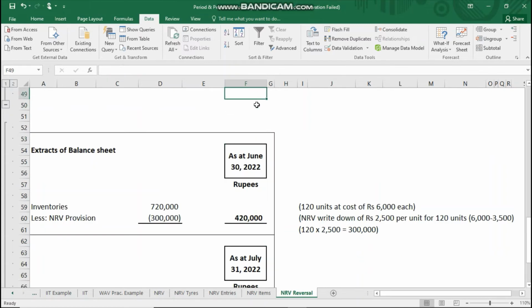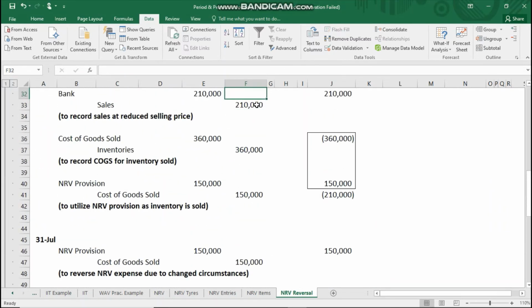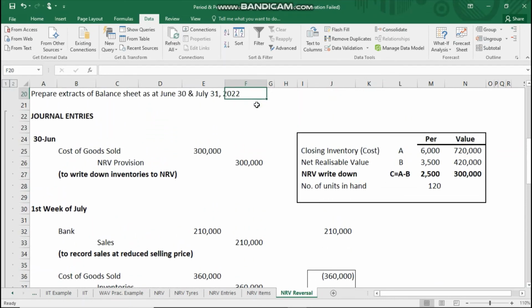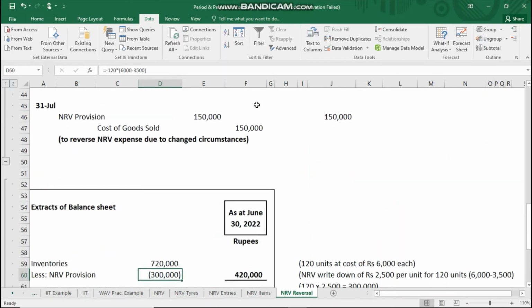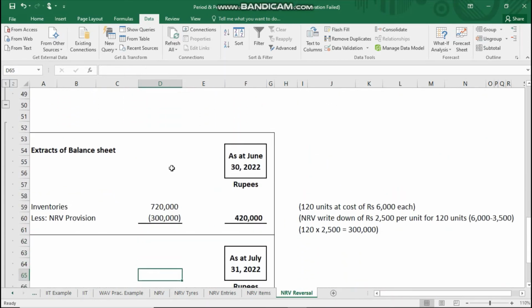सेकंड पार्ट है डेटा का, उसमें यह है कि हमें बैलेंस शीट के एक्सट्रैक्ट्स प्रिपेयर करने हैं एज ऑफ 30th जून एंड एज ऑफ 31st जुलाई. ओके, तो मैंने एक्सट्रैक्ट्स ये प्रिपेयर किए हैं.